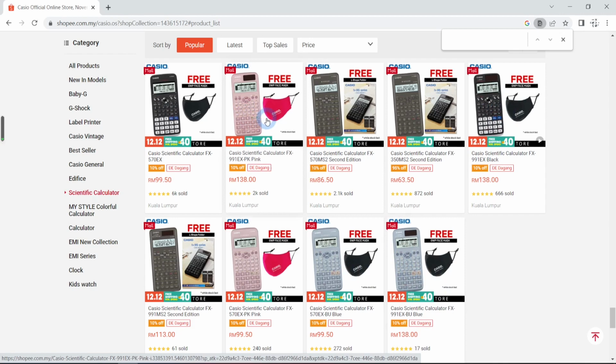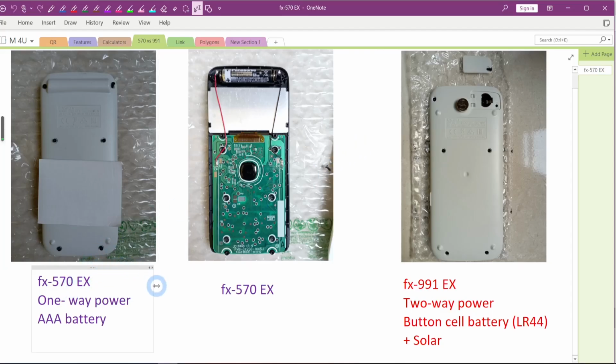Let me show you some other differences between these 2 calculators. For FX570EX, this is one-way power, you can only use battery. The battery used is AAA battery. If you want to replace the battery, you need to take out 6 screws: 1, 2, 3, 4, 5, 6. For FX991EX, this is a two-way power calculator. You can use solar energy or battery. If you want to change or replace the battery, you just need to take out 1 screw. The battery used in this calculator is button cell battery, LR44.